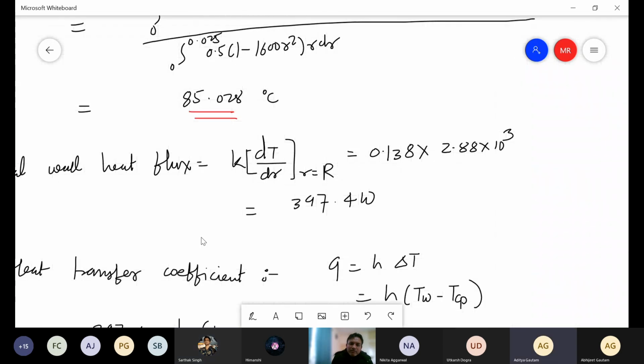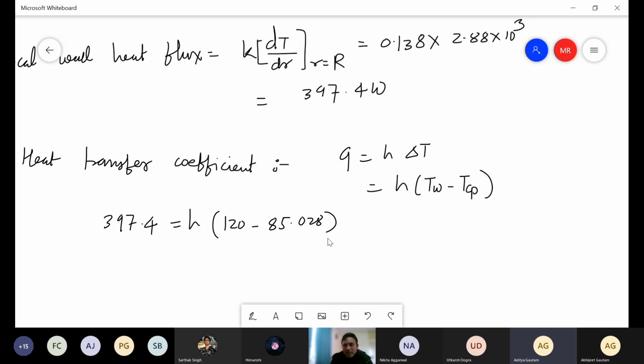Sir, this 120 degrees Celsius, is it the temperature outside the wall or just the oil? This will be the wall temperature. This 120 will be the wall temperature, because if you are putting r equals capital R, that is the temperature corresponding to what? The wall, isn't it? The temperature of the wall will be right, isn't it? Yes or no?